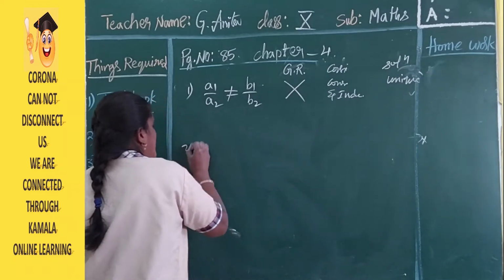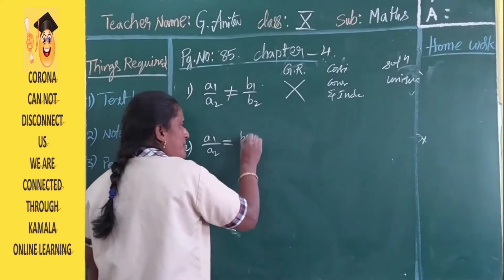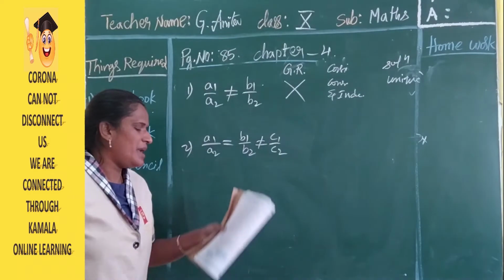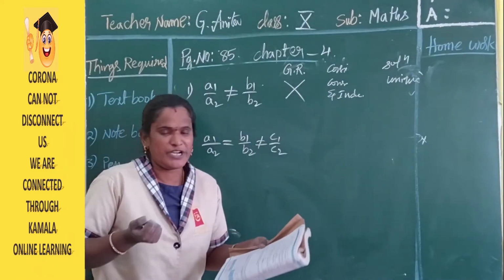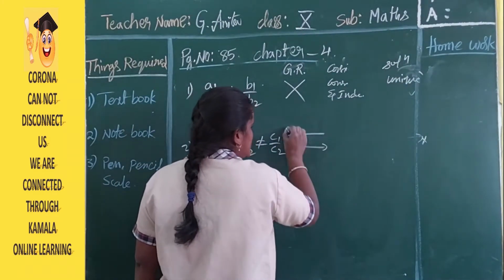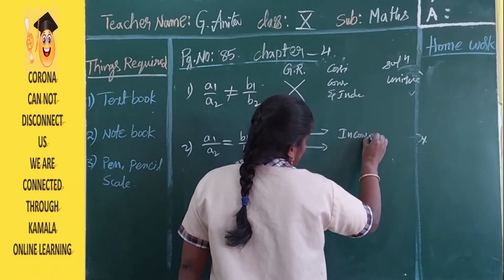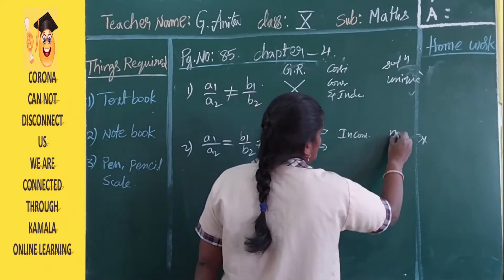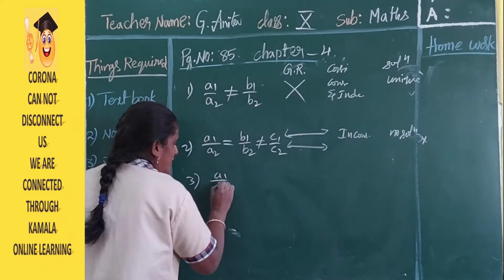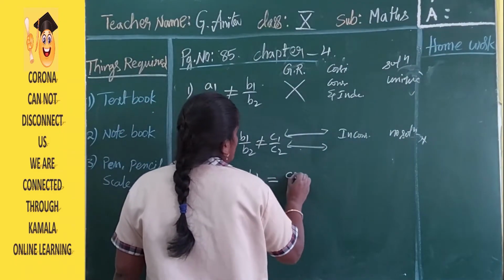Next, second one. A1 by A2 is equal to B1 by B2 but not equal to C1 by C2. So the graphical representation is parallel lines. This is inconsistent. It has how many solutions? No solution.